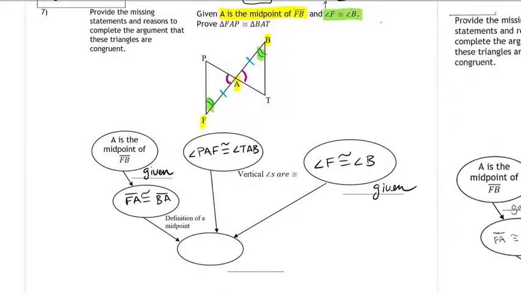We're going to say that triangle FAP is congruent to triangle BAT, and the reason is we have met the angle side angle congruence condition.